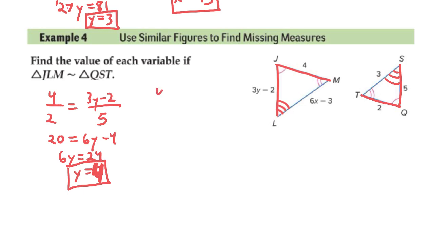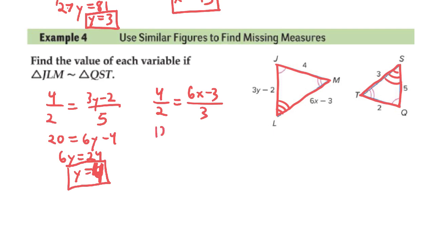Now we can set the same kind of proportion. 4 is to 2 as 6x minus 3 is to 3. 6x minus 3 was 3 to 2. S to t was 3 to 2. Okay.